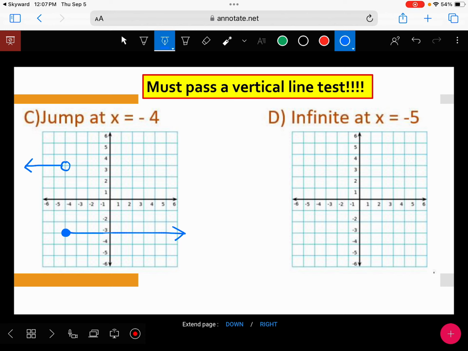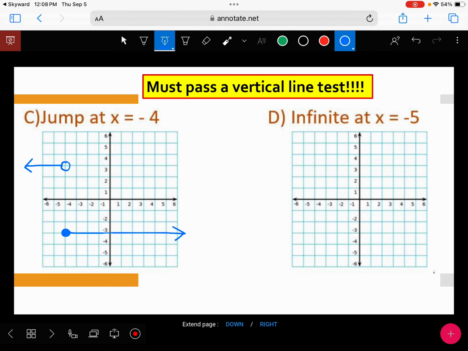It has to pass, that's why I put must pass a vertical line test. That fails the vertical line test. Okay, I'm doing two things at once. Nope, that fails the vertical line test. It has to pass a vertical line test. That would be okay. That's okay. All right, so let's talk about it.